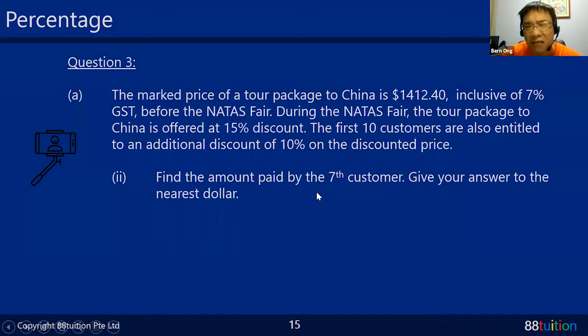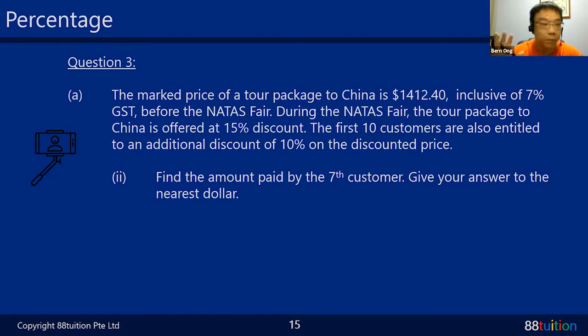Okay, this type of question is very irritating because of how to handle the GST. Remember, if you go to any shopping center and you buy things, you must know one thing: GST is always calculated when? At the end of the day.